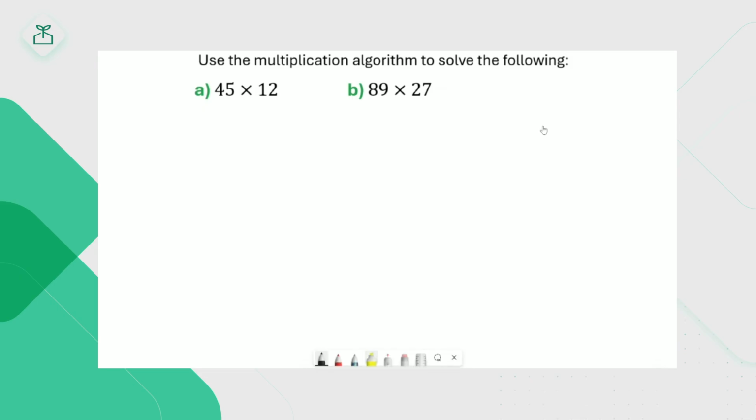Hey, welcome back. So today we're going to be looking at basic multiplication algorithms that we apply when our mental strategies are kind of not ideal and don't really work very well.